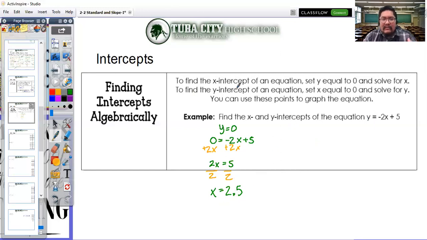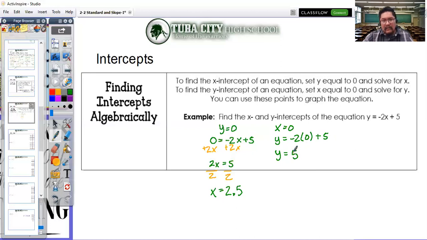Here it says the second part: to find the y-intercept, take x and set it equal to 0. So y stays, however x has been replaced with a 0. That means -2 times 0. Anything times 0 is going to be 0, so that term just drops out entirely. We don't need to add 0 to anything, and that's the identity property at work. So y equals 5. Now I have both the x and y intercepts.